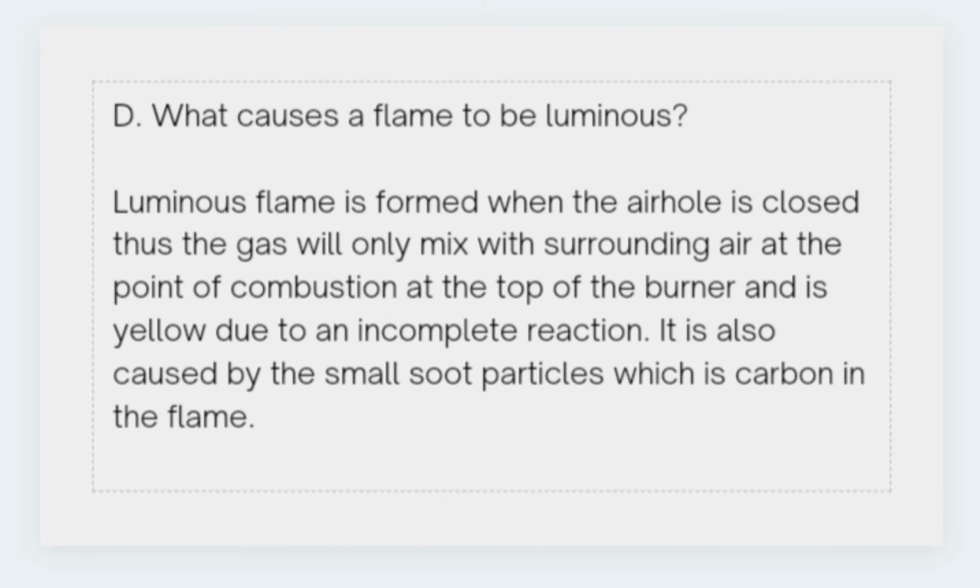What causes a flame to be luminous? A luminous flame is formed when the air hole is closed. Thus, the gas will only mix with surrounding air at the point of combustion at the top of the burner, and it is yellow due to incomplete reaction. It is also caused by small soot particles, which is carbon, in the flame.